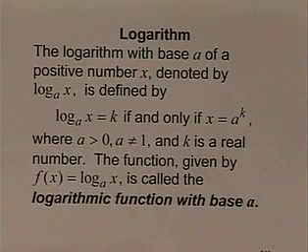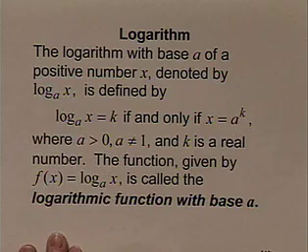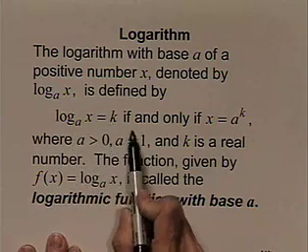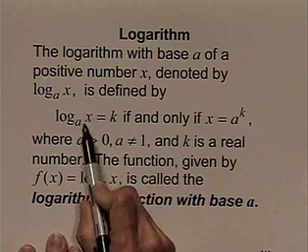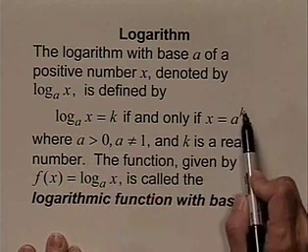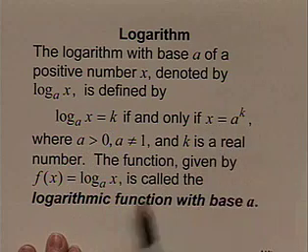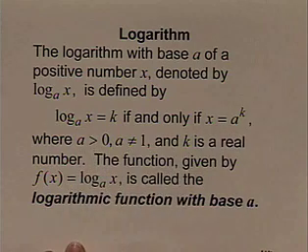Well, let's continue our discussion of logarithms and look at logarithms of other bases. The logarithm with base a of a positive number x, denoted by log base a of x, this is a subscript, is defined by log base a of x equals k if and only if x is a to the k power. Notice that x is the argument, or the thing inside the logarithm. a is the base, the subscript, and k is the exponent on a that will give us x. Specifically, we need a to be greater than 0 and not equal to 1, and k can be any real number. When I put that logarithm into function notation, we call that the logarithmic function with base a.